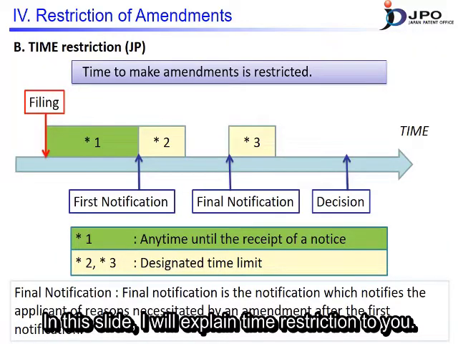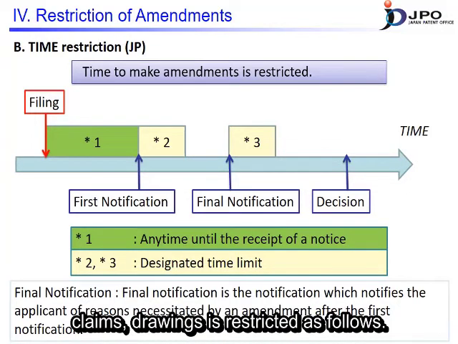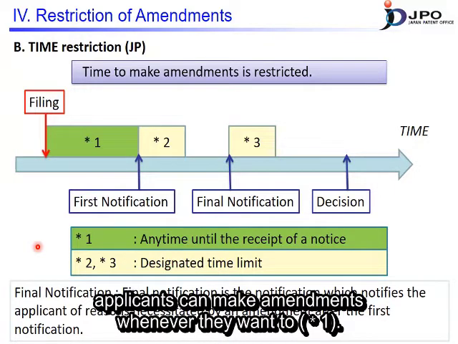In this slide, I will explain time restriction to you. For applicants, time to make amendments to description, claims, drawings is restricted as follows. Please look at the picture. In the period from filing to first notice, applicants can make amendments whenever they want to.